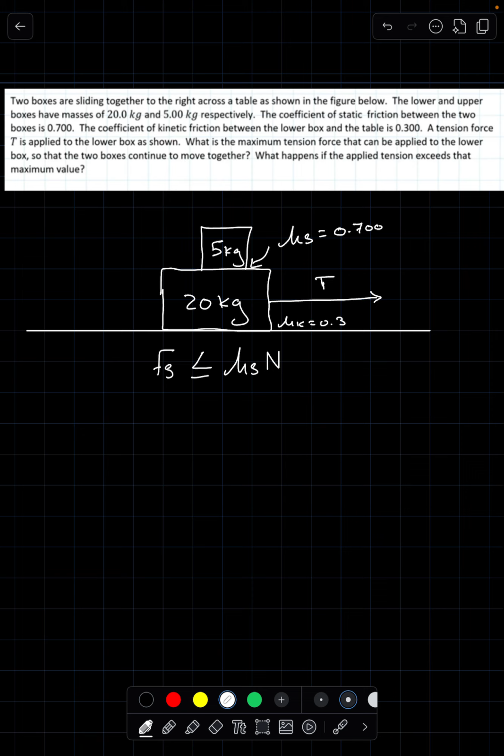So let's draw out the free body diagrams. Here's the free body diagram of the 5 kg one, right? It has static friction as its only horizontal force being applied, so we're going to write that as F s. It has a normal force, and it has its weight pulling down, M1g.